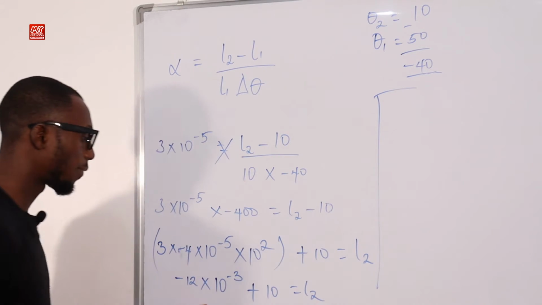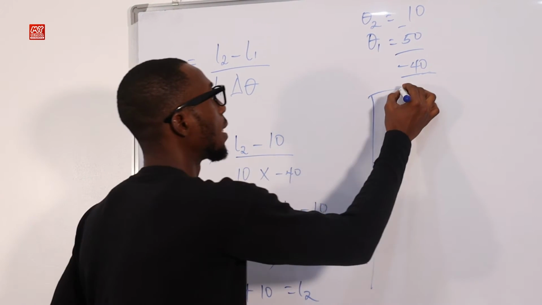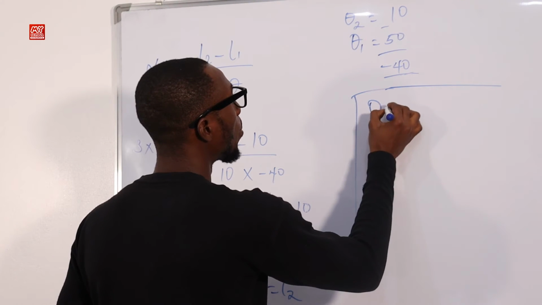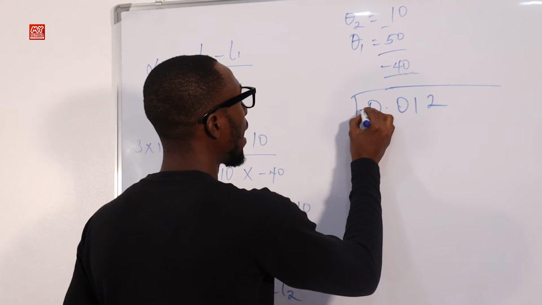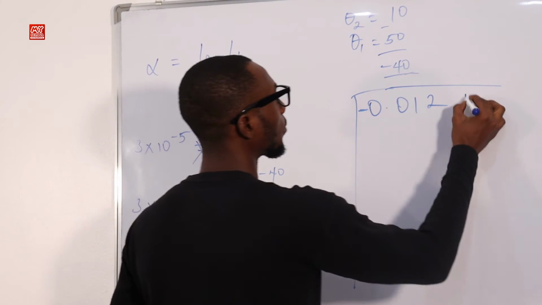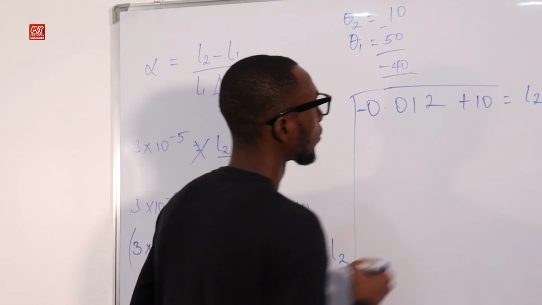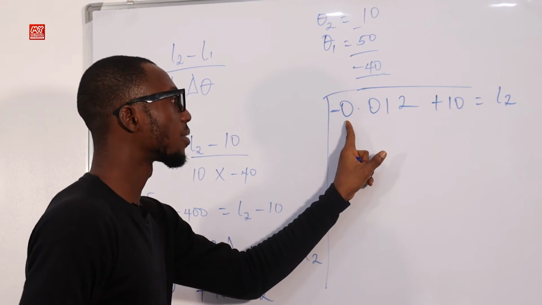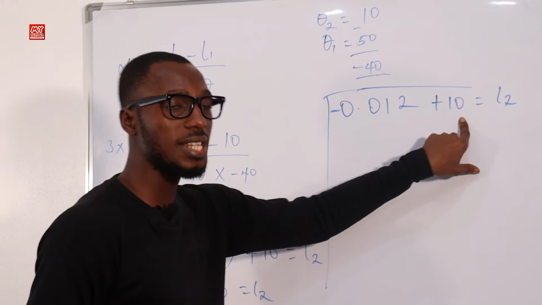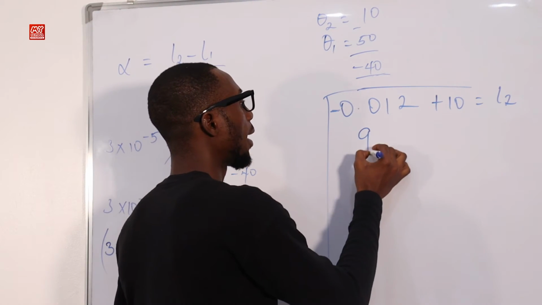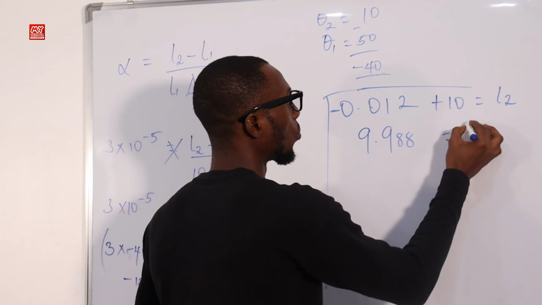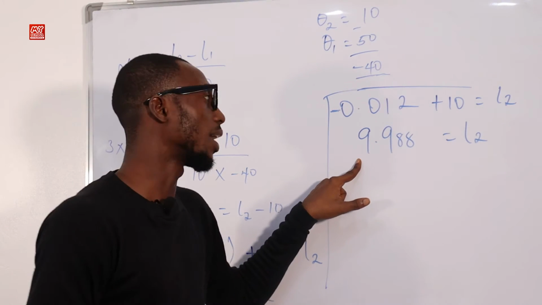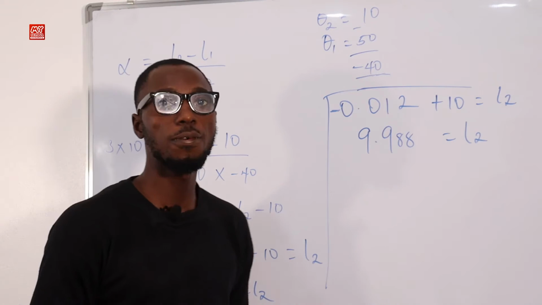So let's bring this down from standard form to decimal. Minus 12 times 10 raised to power minus 3 actually means minus 0.012. Remember the minus sign, then you are adding it to 10. So that will be 10 minus 0.012. When you do this, that should give you 9.988 equals L2. So the second length is 9.988.